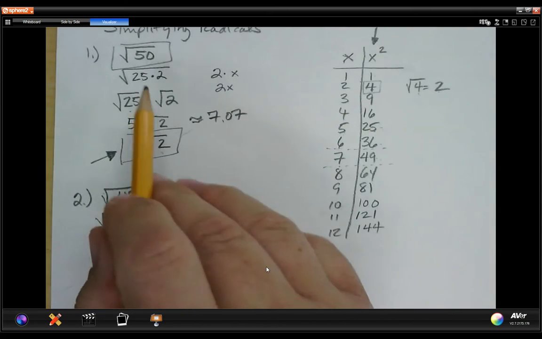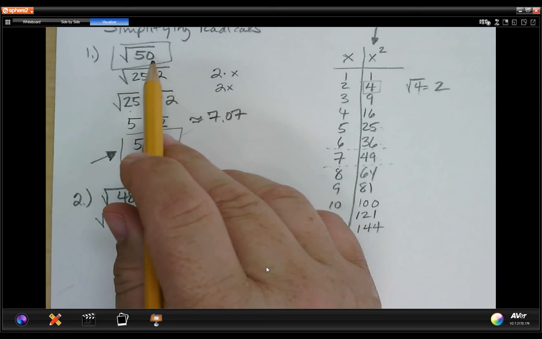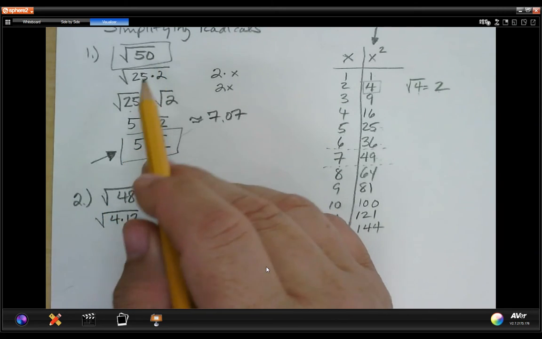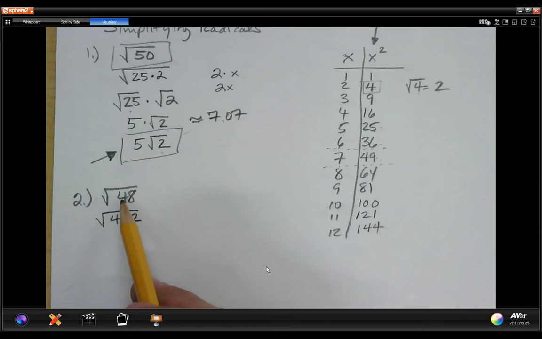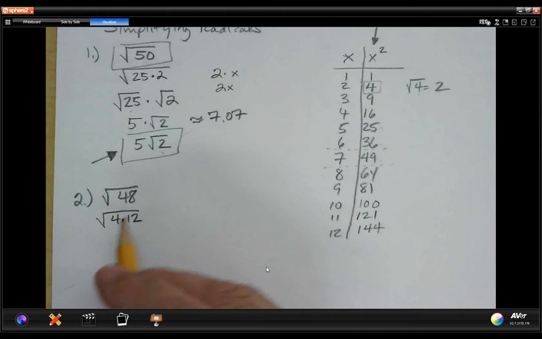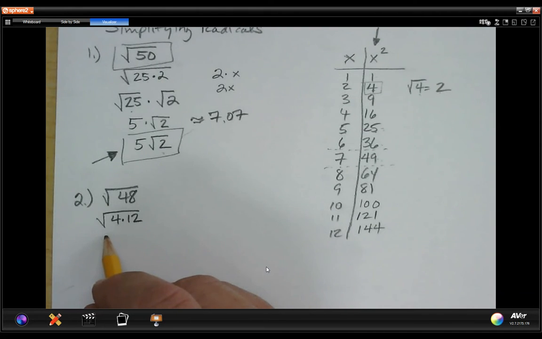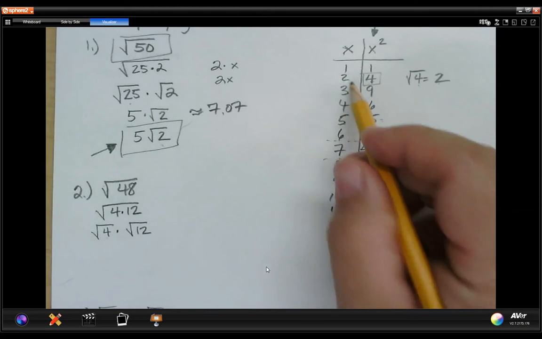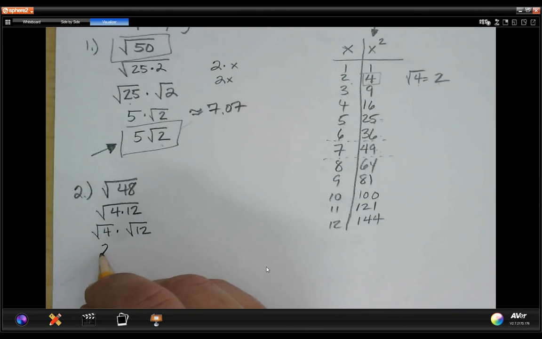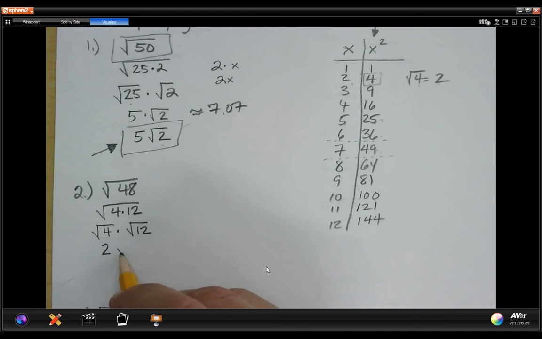So again, all we did was the same thing we did up here. Instead of writing the square root of 50, we rewrote it as 25 times 2. I'm doing the same thing here. Instead of the square root of 48, I'm rewriting it as the square root of 4 times 12. Now I can rewrite it again as the square root of 4 times the square root of 12. And the square root of 4 is 2, so that just becomes a regular 2. But now I've got times the square root of 12.